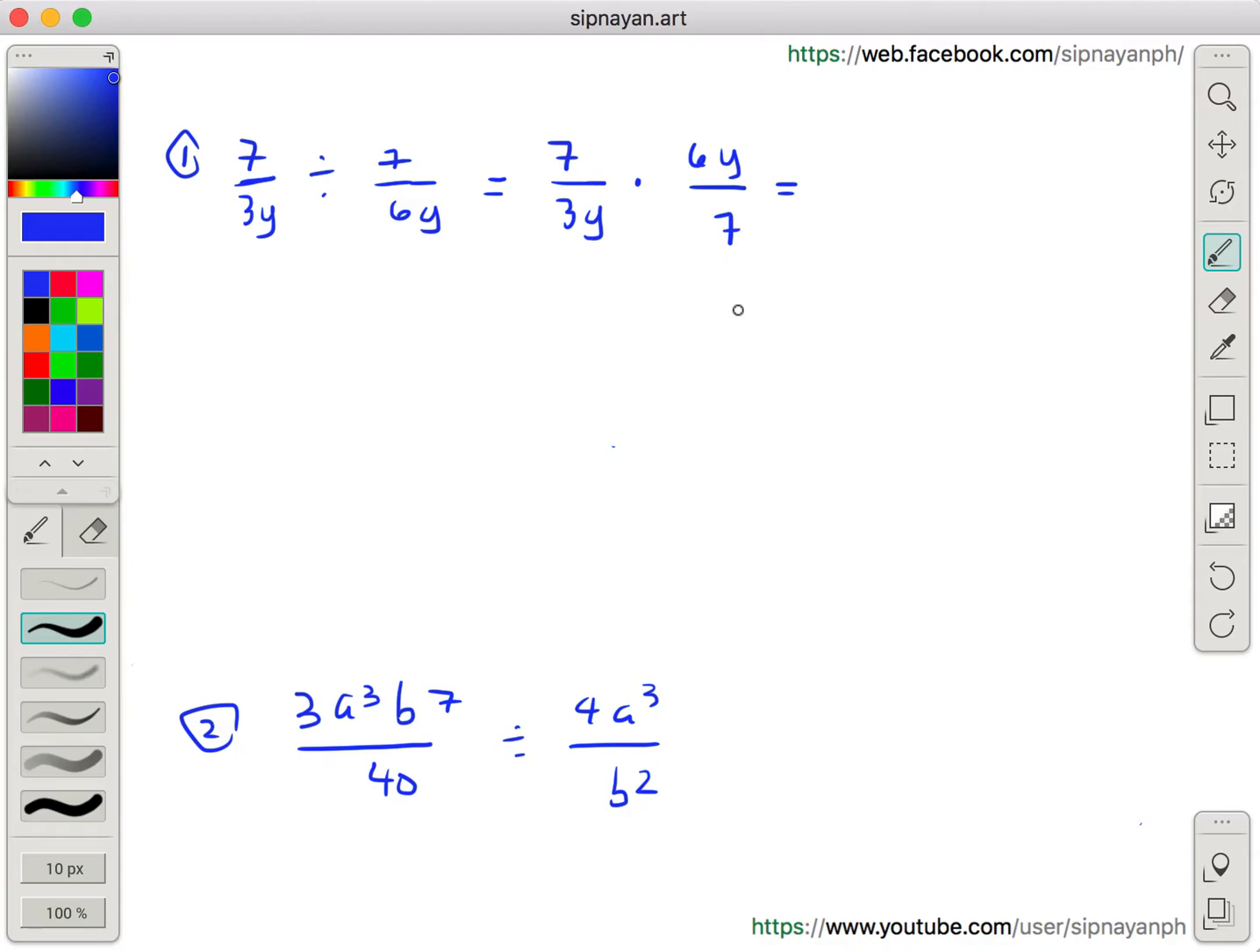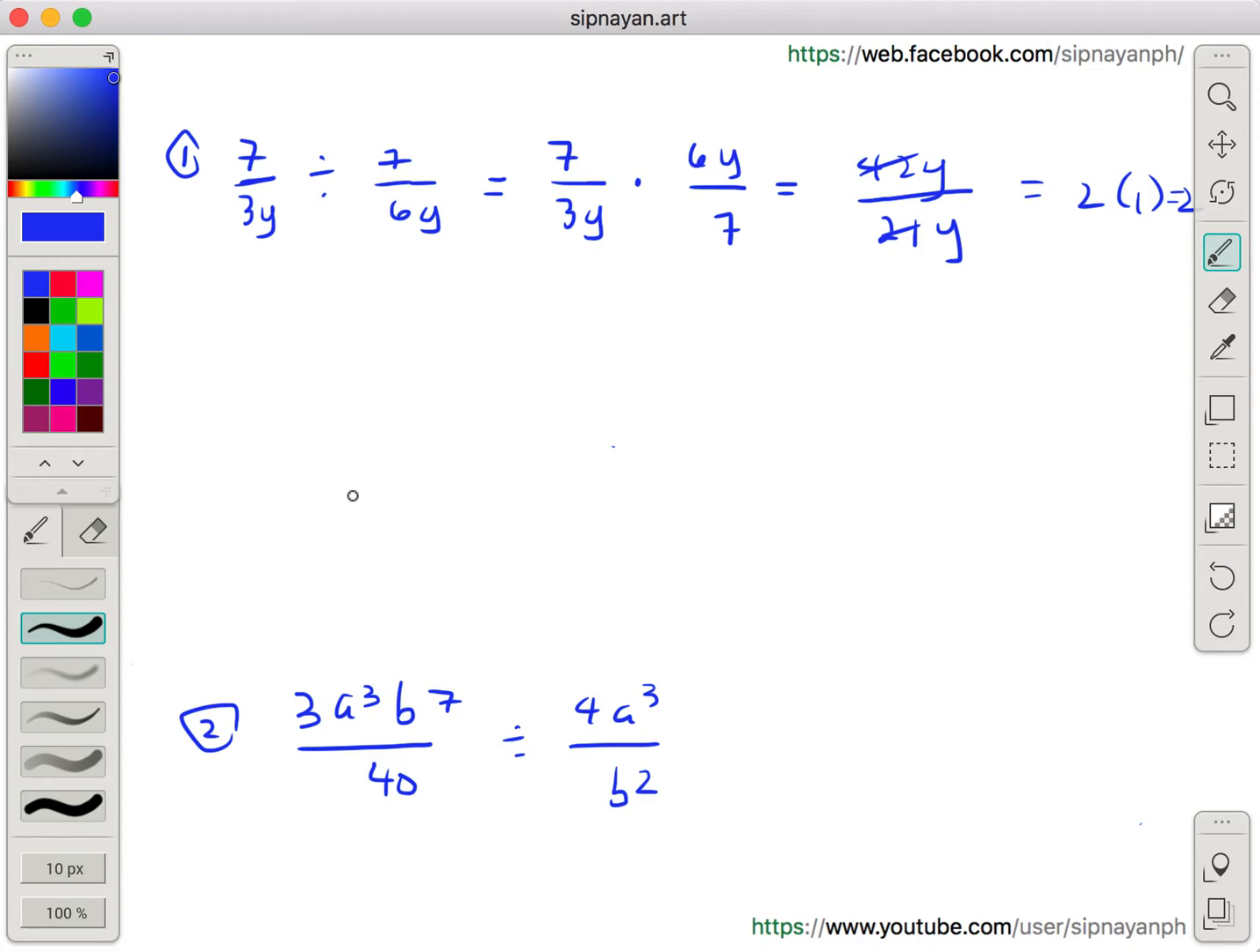I think kung sinusundan nyo itong series natin, paulit-ulit kong sinasabi that division is actually the same as multiplication of the reciprocal of the divisor. So, kung ito yung divisor mo, kunin mo lang yung reciprocal, tapos i-multiply mo, is the same as divide. So, mangyari dito, magiging 7 times 6y is 42y. And then, 3y times 7 is 21y. And then, 42 divided by 21 is 2. And then yung y divided by y is 1. So 2 times 1 equals 2.